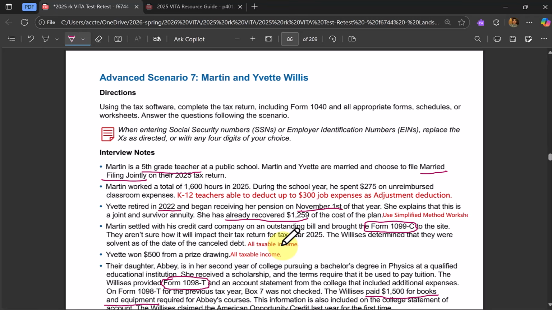They have a daughter, Abby. She's in college, her second year, and her tuition and scholarship information is given to us on this form 1098-T. Because this is the second year, again, I would confirm by going back to the previous year to see if there's a so-called education tax credit being claimed in that previous year.